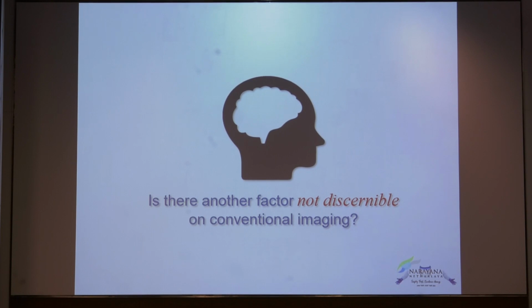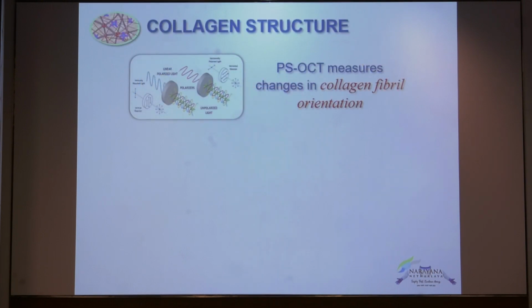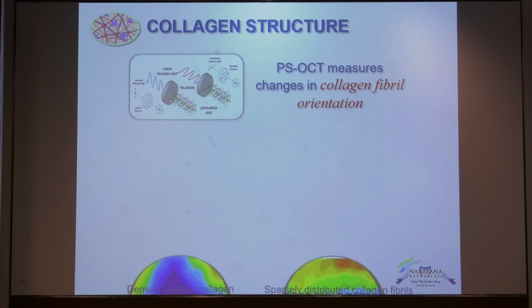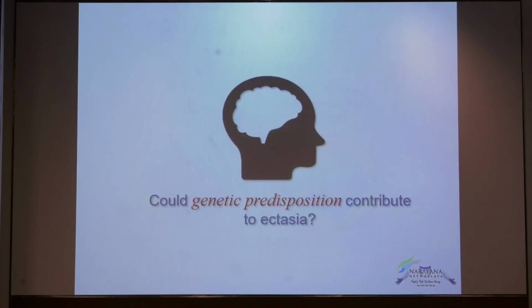And is there any other factor which is not discernible on conventional imaging? This is where PS-OCT comes in, which is polarization sensitive OCT, which indirectly maps the collagen fibril orientation. This is a reference image of a normal eye, wherein the more blue shows you densely packed collagen fibrils located centrally, while the picture on your right shows you sparse distribution of the collagen fibrils, or a loss of checkered arrangement, suggestive of an ectatic eye.